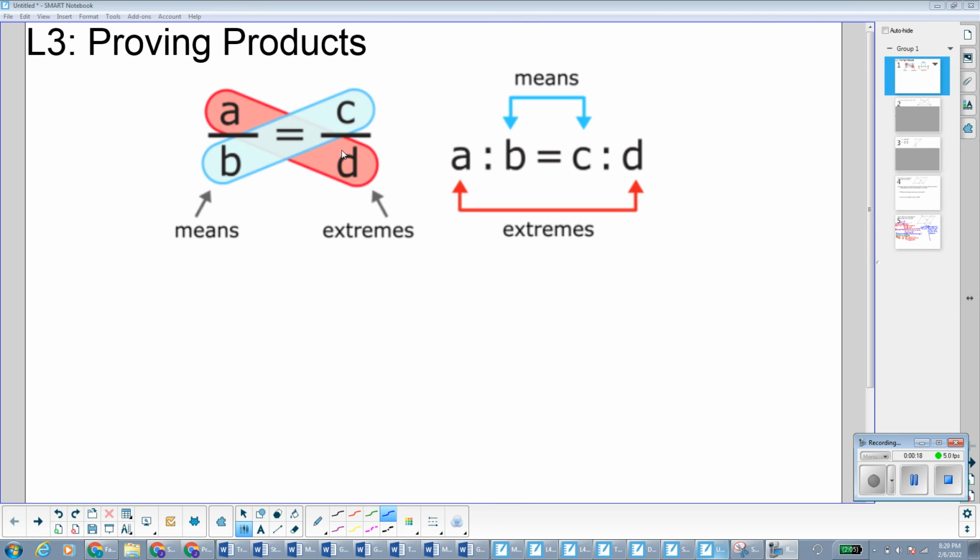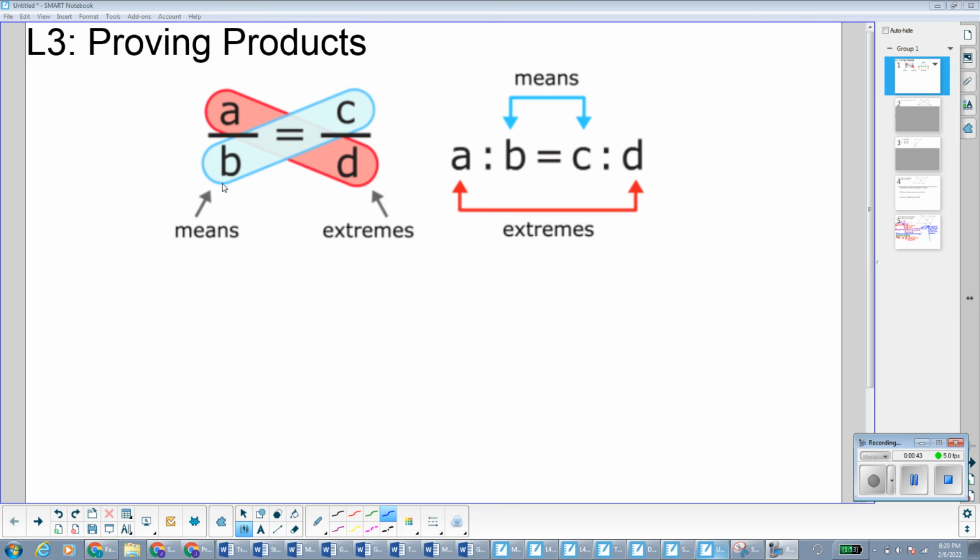This first way on the left has the proportion with two fractions separated with an equal sign, which is probably the way that you're most used to seeing a proportion written. A proportion can also be written using colons. So here we have two fractions. The fractions are just represented with colons in between, separated by an equal sign. Both of these are the same proportion.